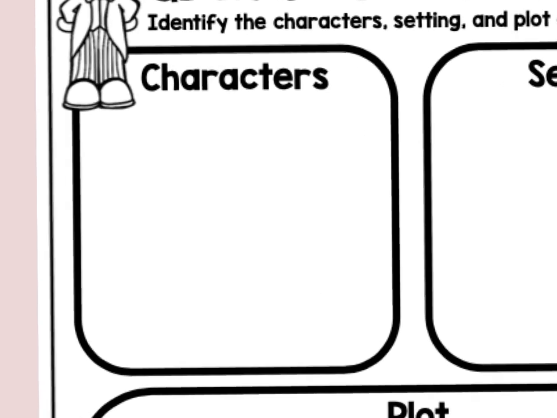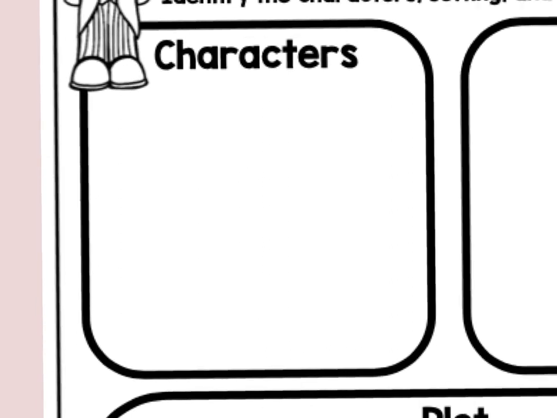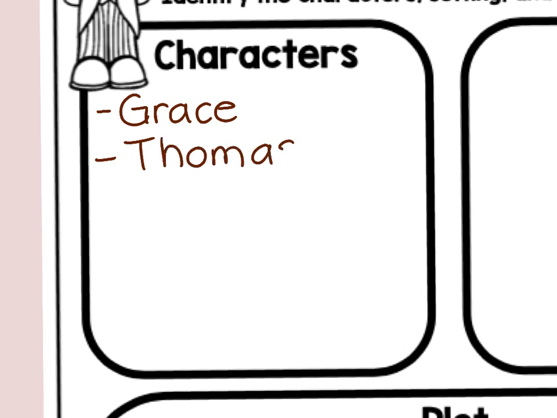Okay, let's start with the characters. Who was in this story? And I say who because we didn't have any talking animals or objects. It was just people. So our main characters were Grace. And who ran against her for president? Thomas. And then we also had the teacher who's important, who helped run this election. And her name was Mrs. Barrington.